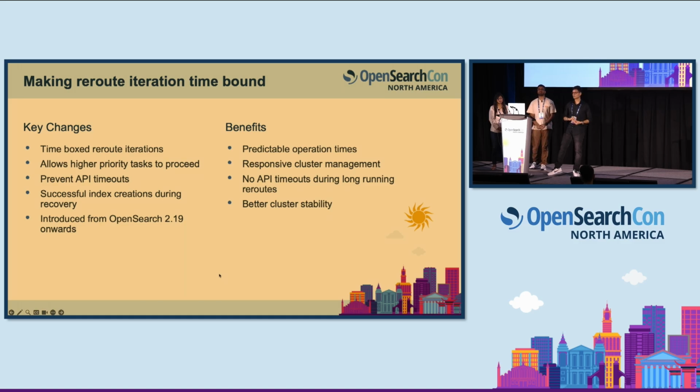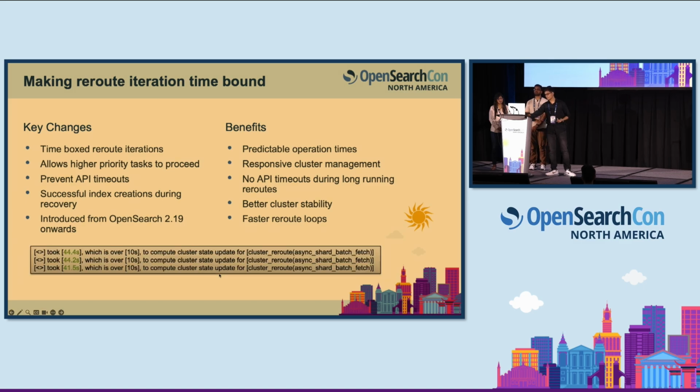Your admin tasks will no longer be blocked. The reroute loops will get faster. If you see here, earlier it was 11 or 12 minutes of a cluster reroute task going on, with a 1 minute timeout. With the 40 seconds timeout that we added for the gateway allocator, we can now see that it's taking 44 seconds, 44 seconds, 41 seconds, and things like that, which is less than a minute.